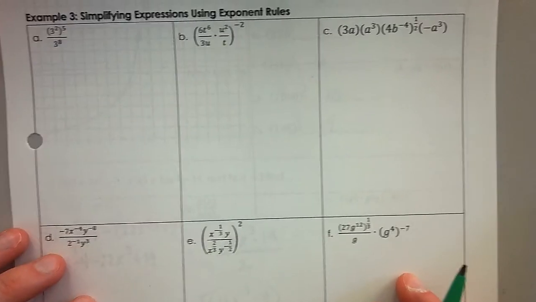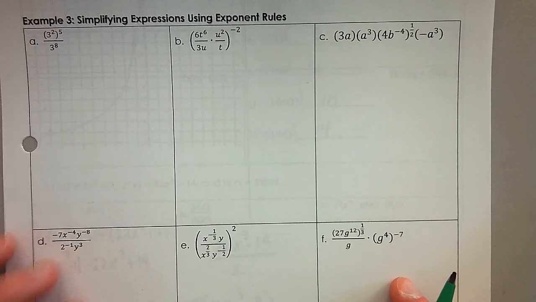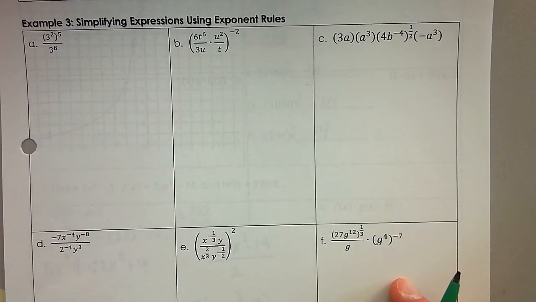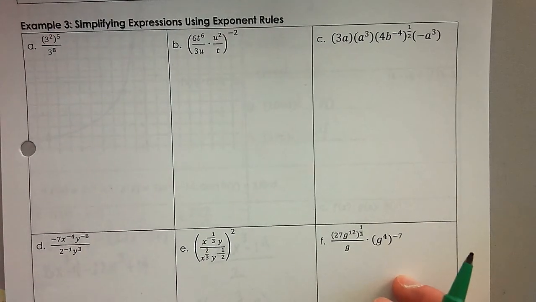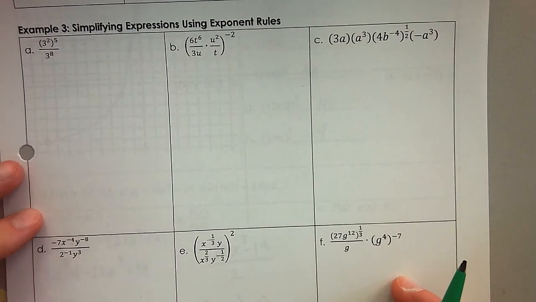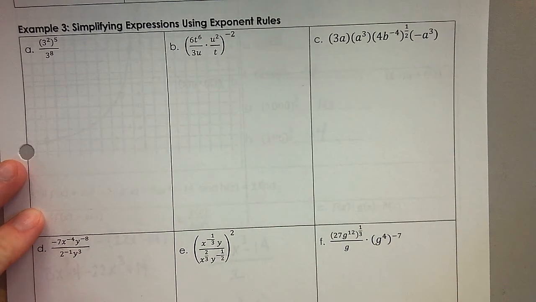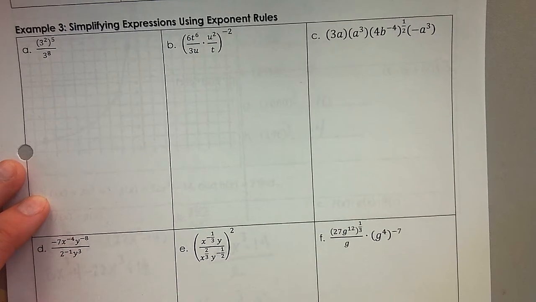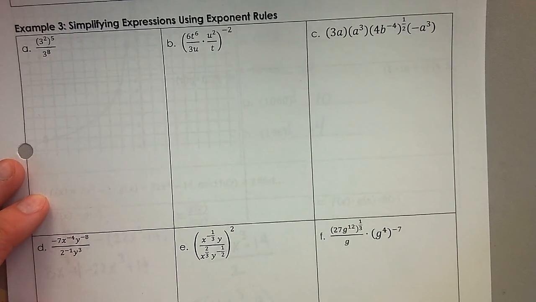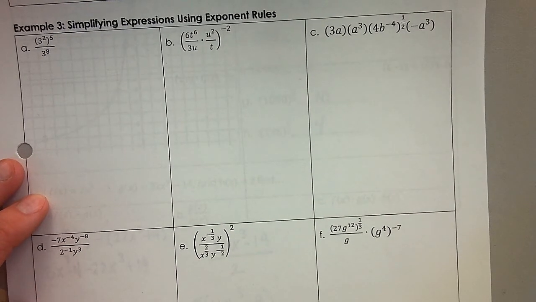Alright, example 3, simplifying expressions using exponent rules. So these are going to combine multiple rules. As you're going through, you need to start recognizing what the best route to go would be. So looking at A, do we know what 3 squared is? Yeah, okay. So 3 squared is 9, which means we would then be taking 9 raised to the 5th. Do you know what 9 raised to the 5th power is? No, I don't know it off the top of my head.